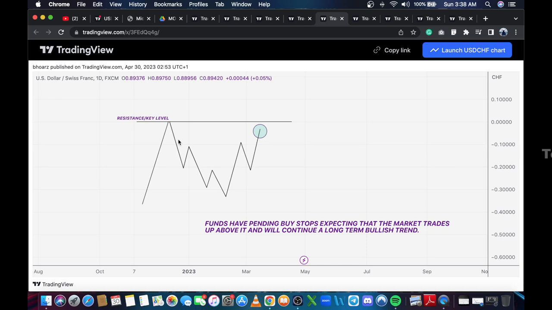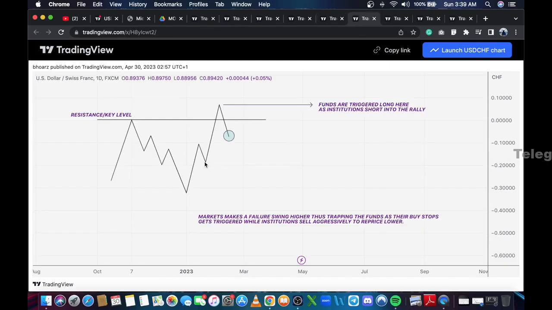Now, classically, what would happen around this level? Again, remember, the funds or retail, what we call unwilling liquidity or uninformed money, have pinned buy stops, expecting that the market trades up and will continue through this key level, because you're looking at a trend and you're looking at this as a new trend to continue. Now, remember, again, they're all trend following. So they're all anticipating the market to go into this key level and continue to run aggressively above that key level. Now, what happens is the market trades a little bit deeper through that key level.